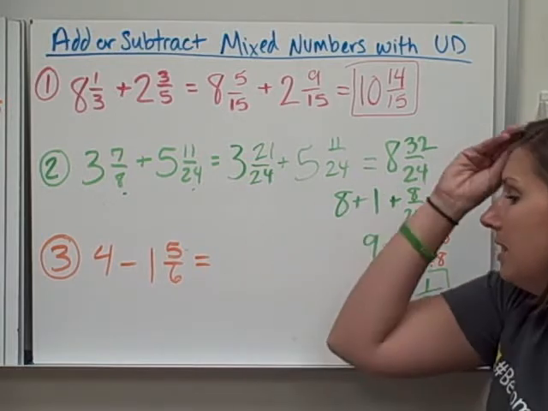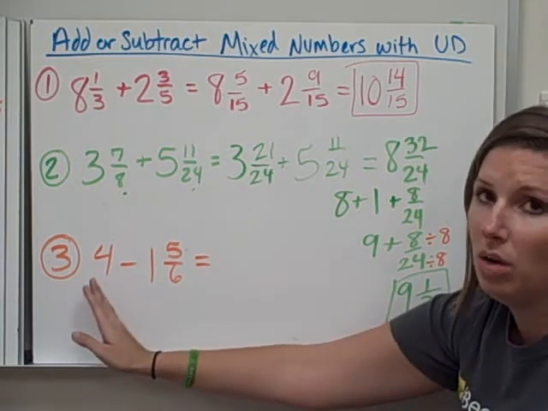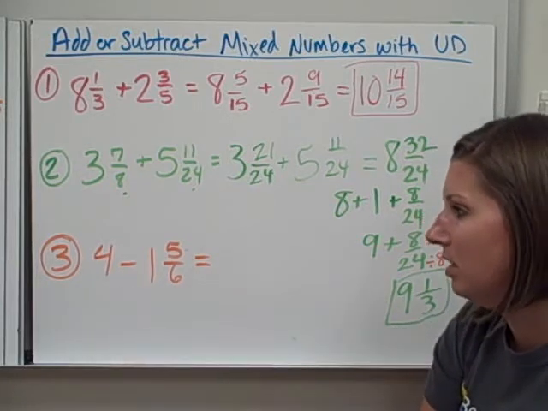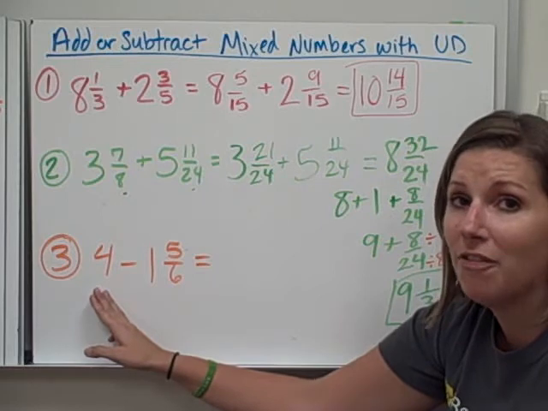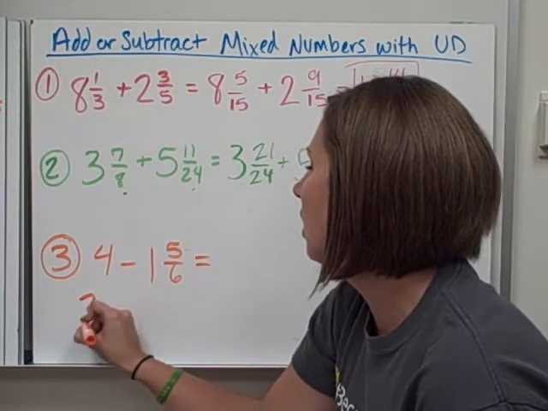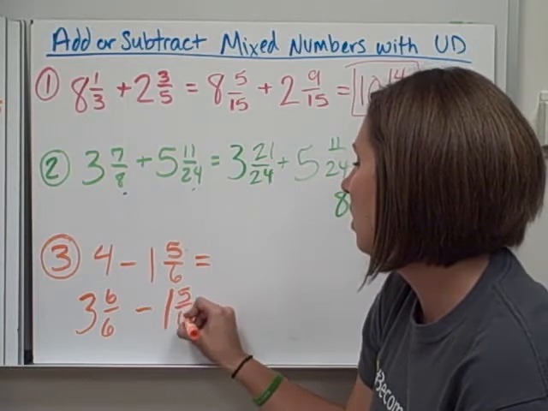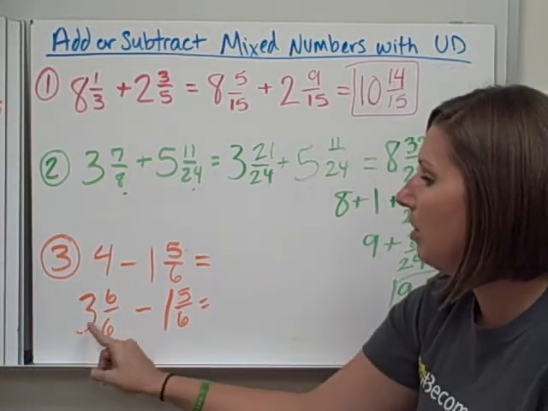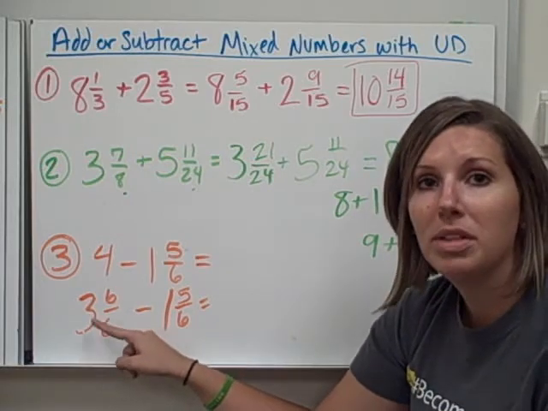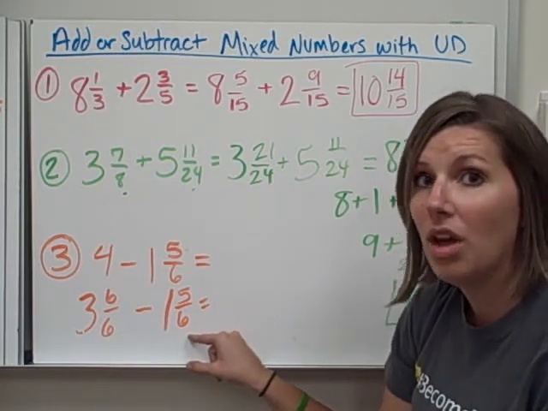In this third one, like I said, I'm going to have to rename this because I have 4 whole units for whatever I have for gummy bears, and I'm subtracting 1 5/6. So I have to change this so it has a fraction component to it. So I'm going to rename it as 3 6/6. The reason I changed it to 3 6/6 is because 6/6 is the same as 1. 1 plus 3 is 4. And I'm choosing 6 as my denominator so it matches the other denominator.